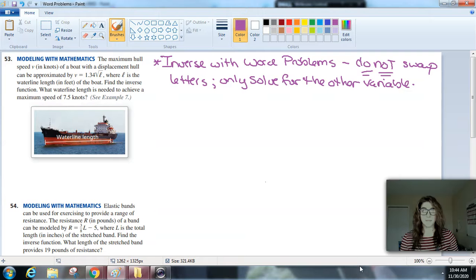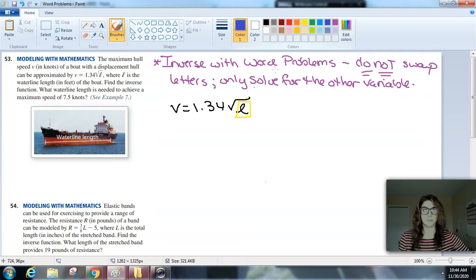Okay. They could even specify exactly what letter. They may say, find the inverse of the function in terms of V. In that case, it means get the L by itself because you want V within the mathematical work. Okay. So in this problem here, again, we have V equals 1.34 square root of L. We want to get that L by itself so we can find the inverse.